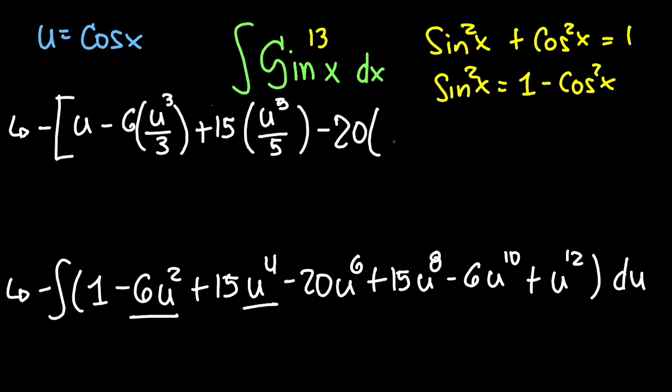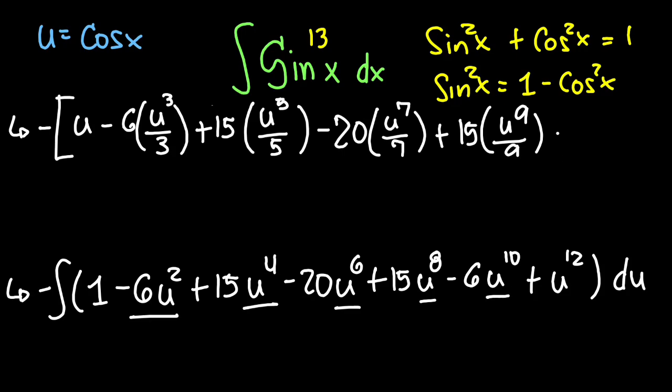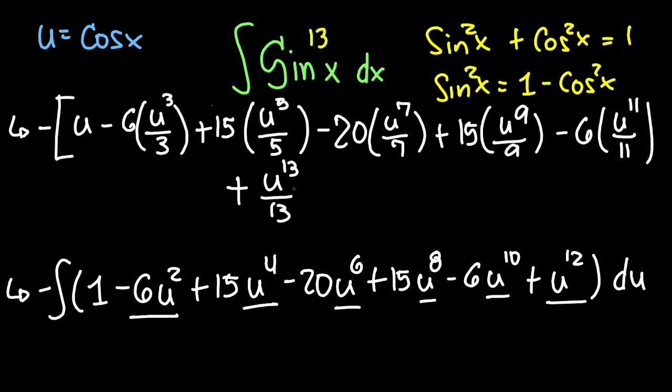Minus 20 multiplied by the integral of this one, which would be u to the power of 7 over 7, and so on. And for this one, let me just continue in here. We can put this as 1 over, let's just put it this way, u to the power of 13 over 13, and add plus c.